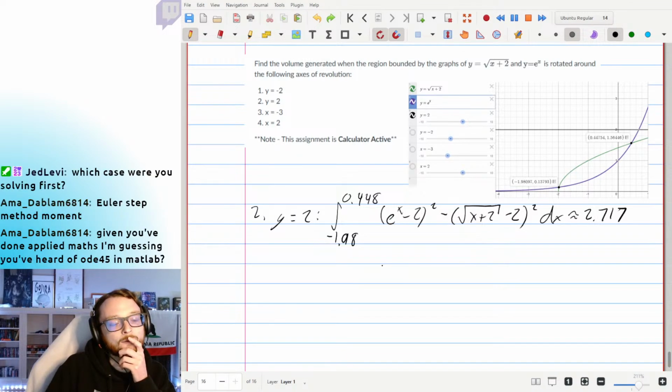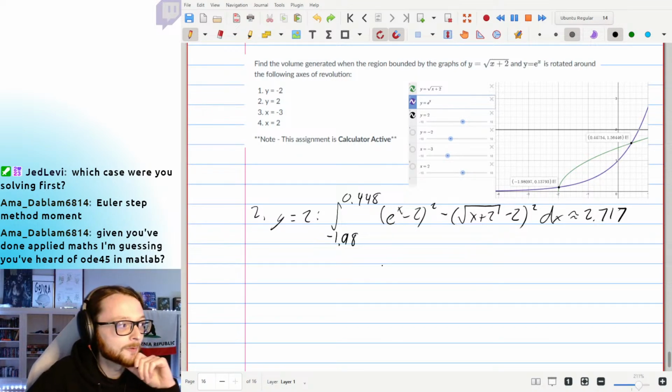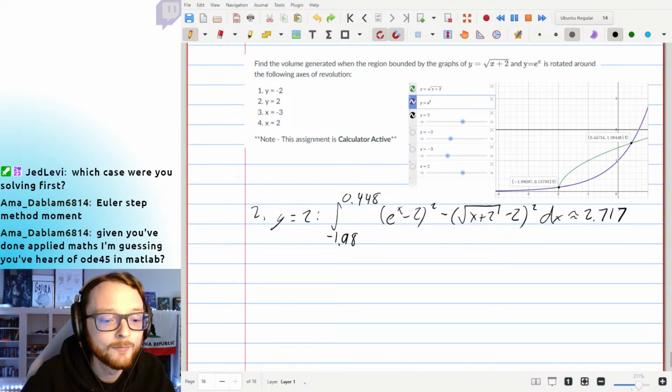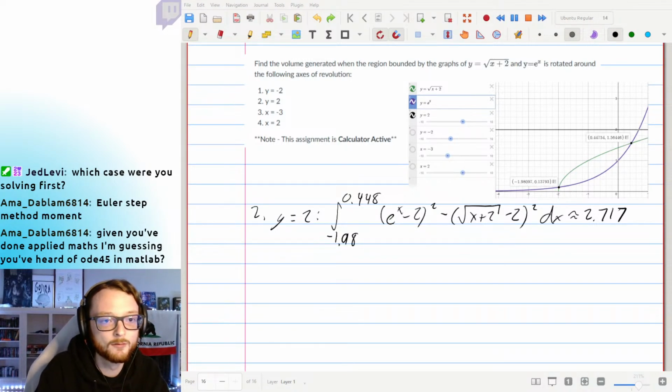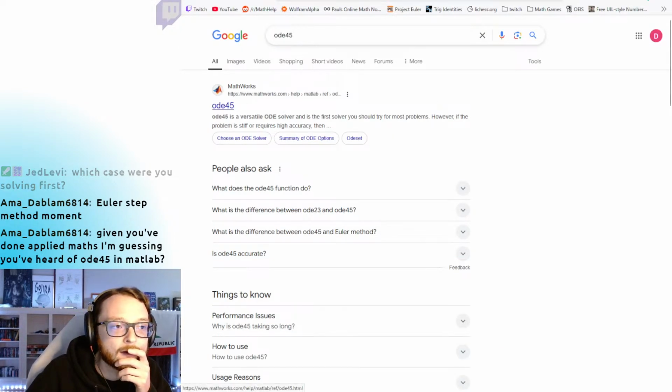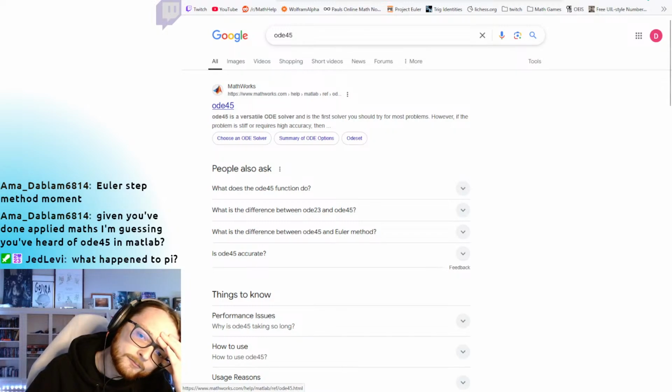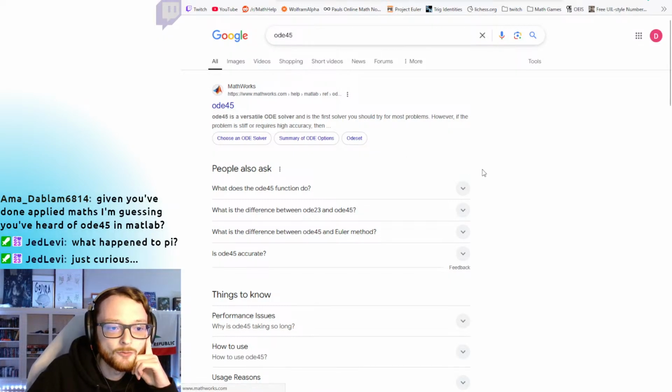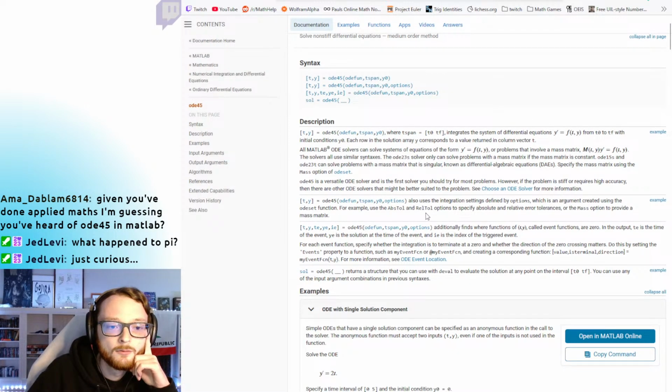ODE45 in MATLAB. No, I used a lot of quiver to make vector fields. That's the thing I remember the most in MATLAB. Yeah, we're mostly doing systems of differential equations. This seems like it's probably Euler's, or similar to Euler's method.